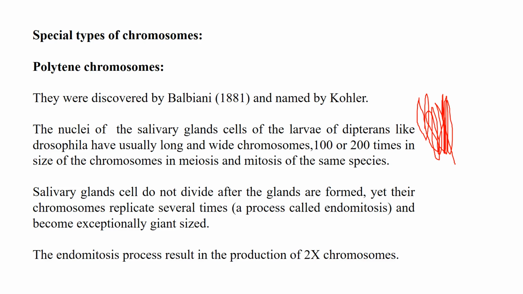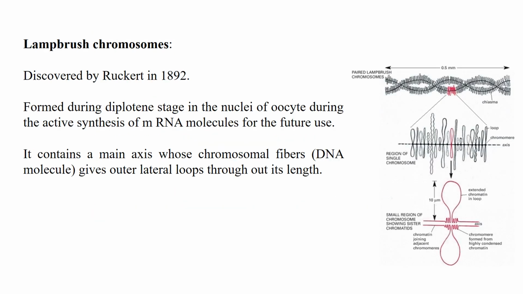2x mean double, multiply करेंगे उसको. Lampbrush chromosomes, discovered by Rückert in 1892, are formed during the diplotene stage in the nuclei of the oocyte during the active synthesis of messenger RNA molecules for future use. It contains a main axis of the whole chromosome fiber, with DNA molecules giving outer lateral loops throughout its length. उसमें एक whole chromosome होता है, उसमें फिर outer loops arrangement हो जाती है chromosomes की. This is called the Lampbrush chromosome.